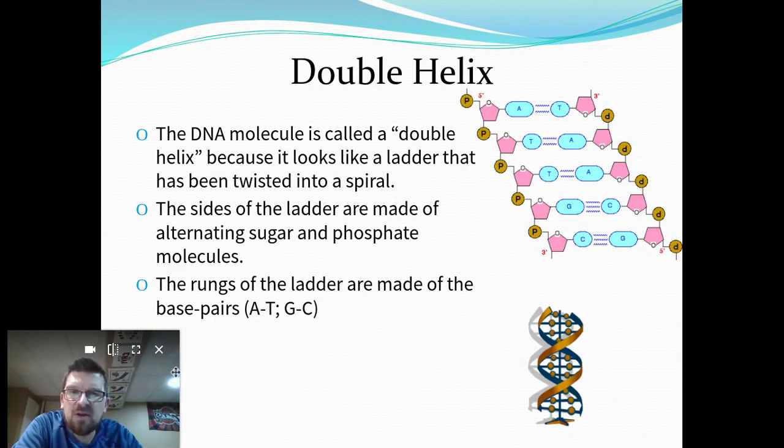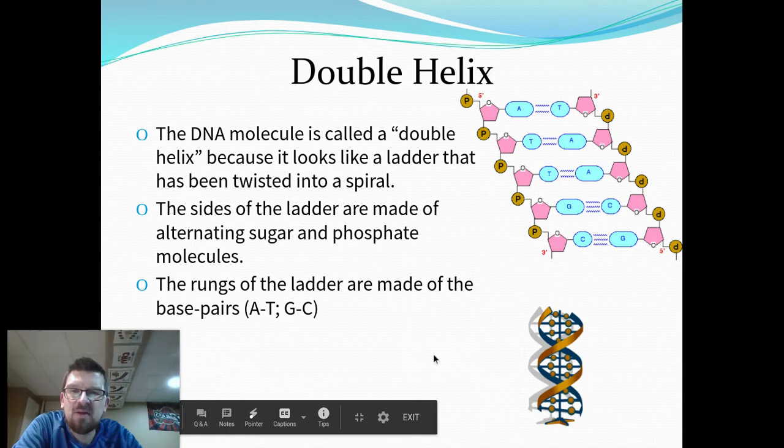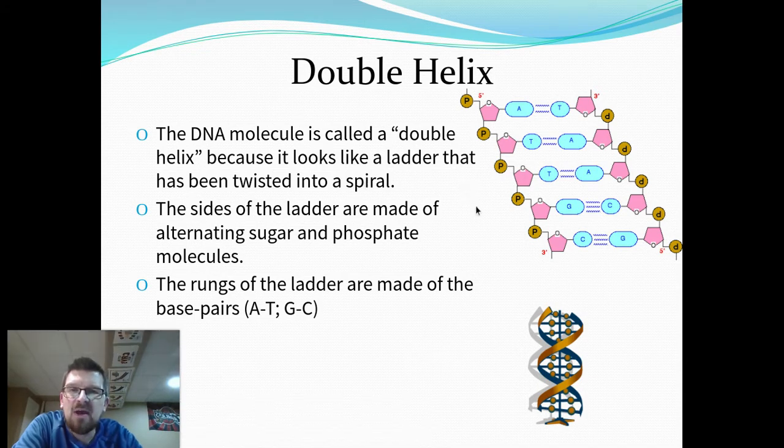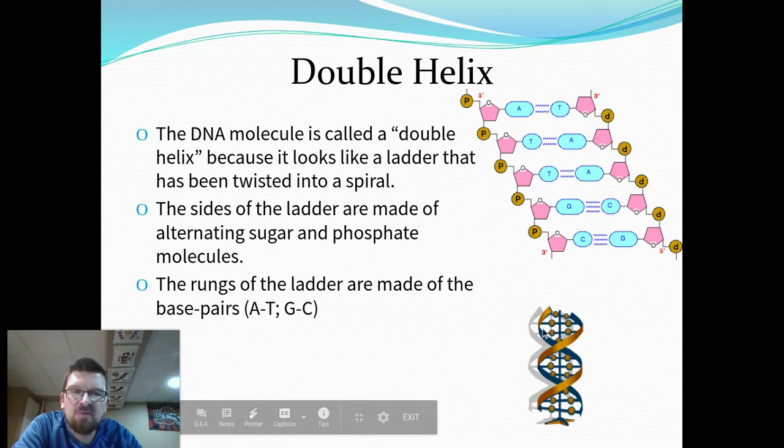Another name you have heard is the double helix, right? DNA is called a double helix because it looks like a ladder that has been twisted into a spiral. The double is because it's two strands, one on each side. This left side of the molecule is one strand, and this right side is another strand. So there's the double part. And then helix is just another word for spiral in this sense, that helix shape. So that's where the name comes from.